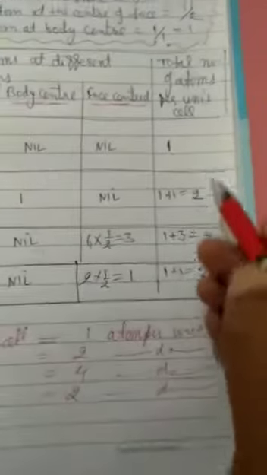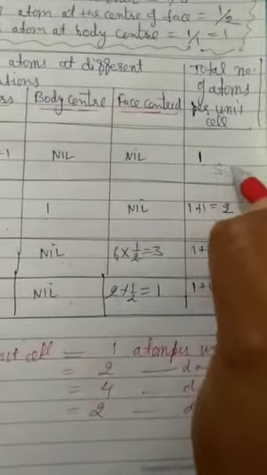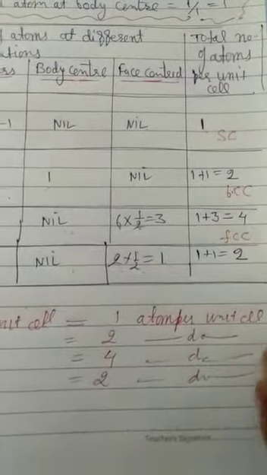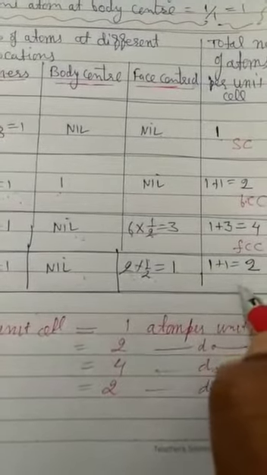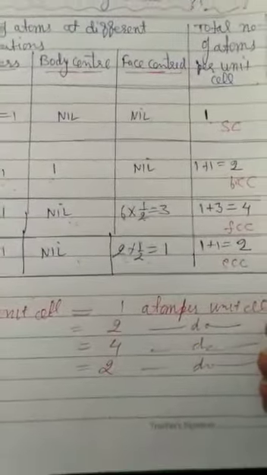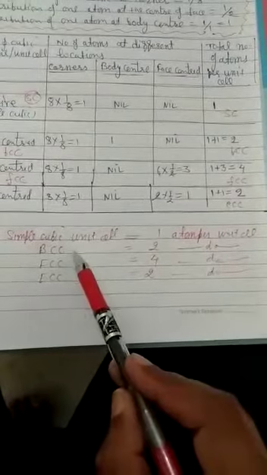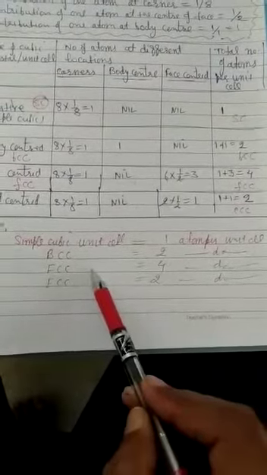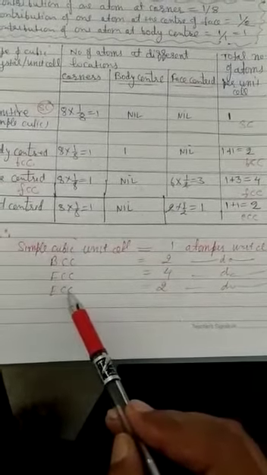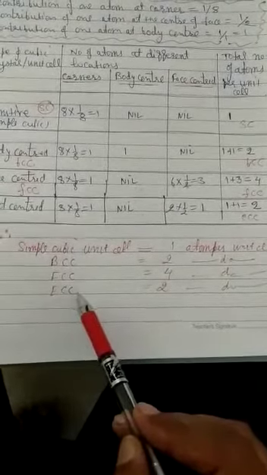So total number of atoms in simple cubic unit cell is 1. In BCC it is 2. In FCC, face center cubic unit cell, 4. In end centered unit cell it is 2. So this is the conclusion. In simple cubic unit cell, 1 atom per unit cell. In BCC, 2 atoms per unit cell. In FCC, 4 atoms per unit cell. And in ECC, that is end centered unit cell, there are 2 atoms per unit cell.